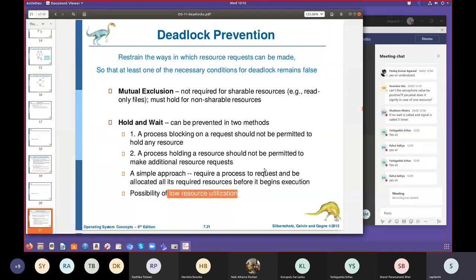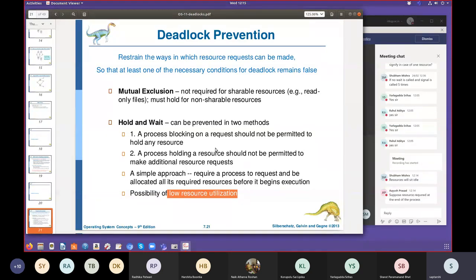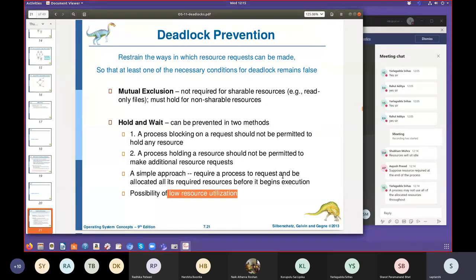Why do you think there is this problem? Why do you think this simple approach written on this slide can cause low resource utilization? Yes, Shubham, resources will sit idle, but why? Okay, Ayush has a better answer. I guess Shubham was also trying to say the same thing, but yes, exactly what Shri and Ayush have pointed out.